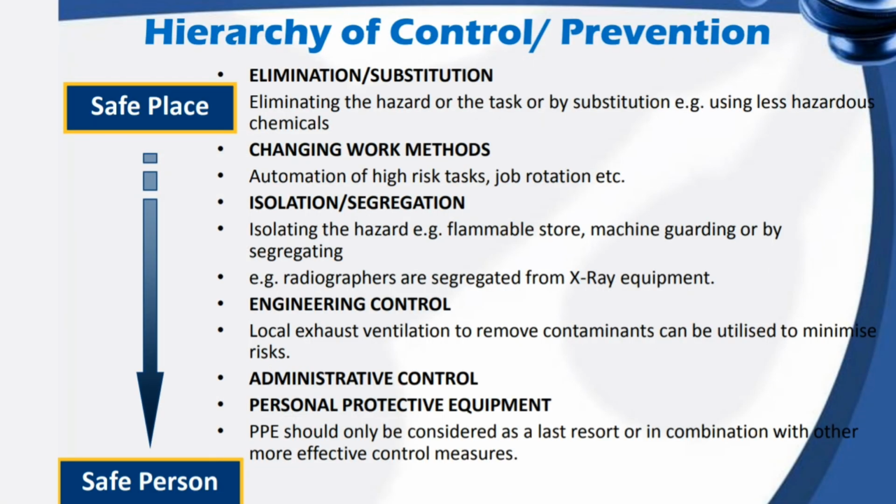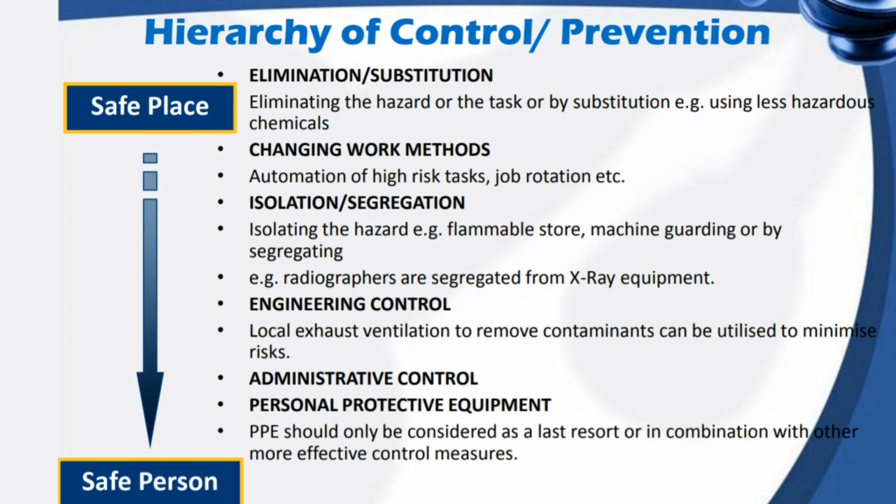Hierarchy of control: prevention, elimination, substitution, eliminating the hazard or the task, or by substitution, for example using less hazardous chemicals, changing work methods, automation of high-risk tasks, job rotation, etc. Isolation and segregation: isolating the hazard, for example a flammable store, machine guarding, or by segregating, for example radiographers are segregated from X-ray equipment.